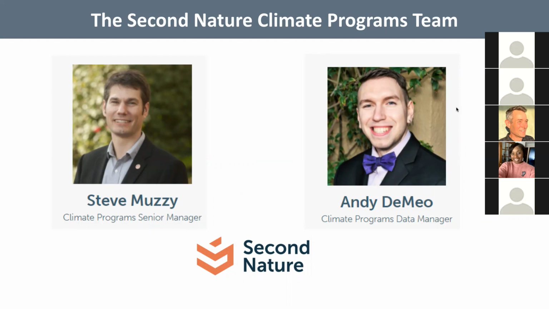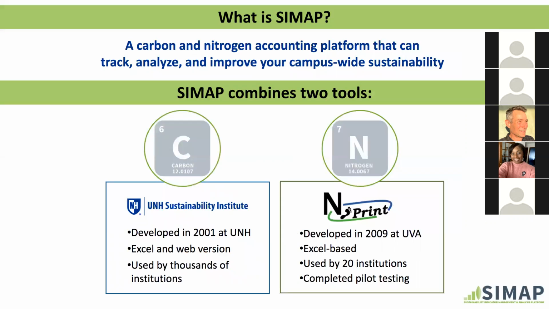Great, thanks, Andy. Okay, so some quick SIMAP background. What is SIMAP? SIMAP stands for Sustainability Indicator Management and Analysis Platform. And SIMAP is a web-based tool. It's a carbon and nitrogen footprint accounting platform, and it helps you track, analyze, and improve your campus-wide sustainability.